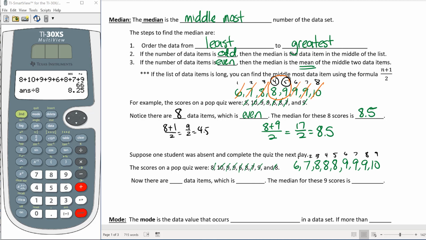Okay, so now that there are 9 data values, which is odd, the median is just going to be the middlemost. So if I cross out the first one and the last one, and then keep doing that until I get down to the middlemost, it's going to be the 5th data item, which means the median is 8. Another way to find that is n plus 1 divided by 2, so that's 10 divided by 2. This tells me that the 5th data item would be the median. So if I had them listed, I could just go to the 5th one and that would also get me the median.